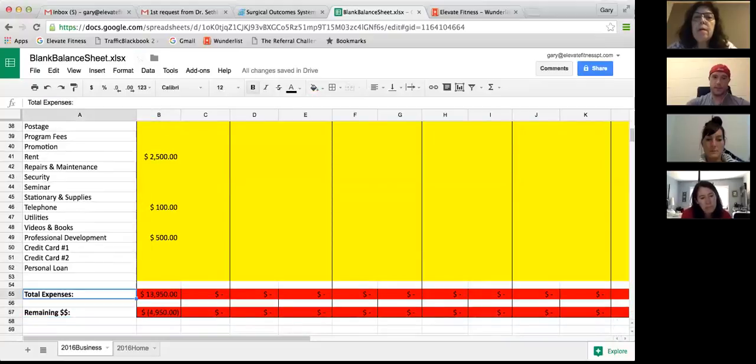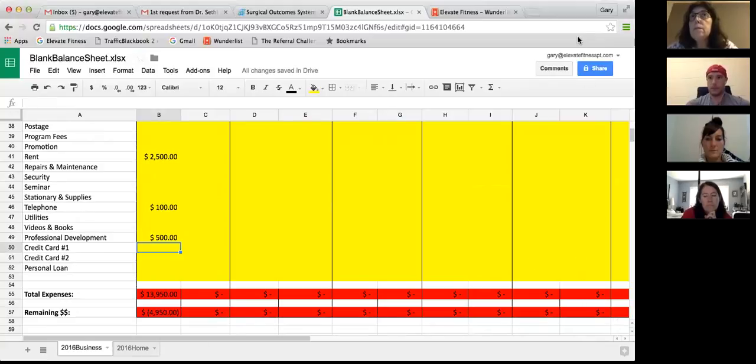Credit card 1, credit card 2, personal loan. One thing I think we talked about that you have to keep in mind: if you are paying all of your bills on a credit card and paying that credit card bill off each month, don't include it on here. This is just for debt pay down. And be careful that you don't double book, because that happens sometimes.